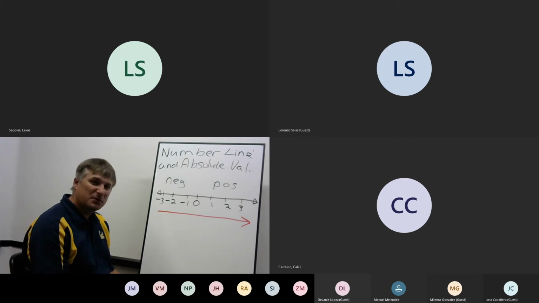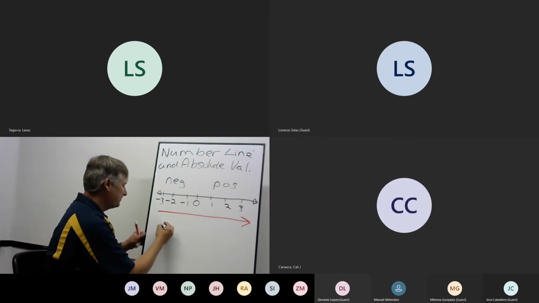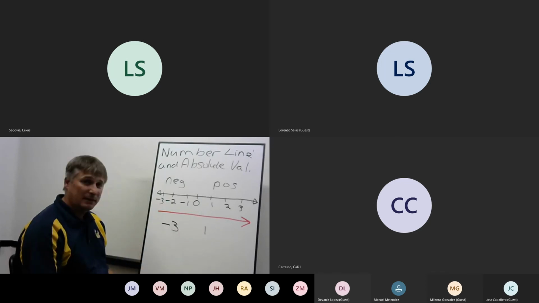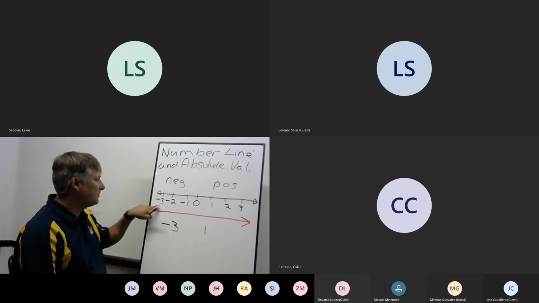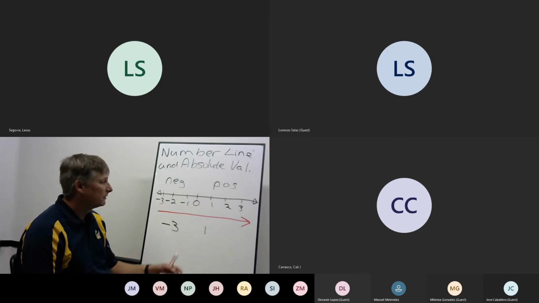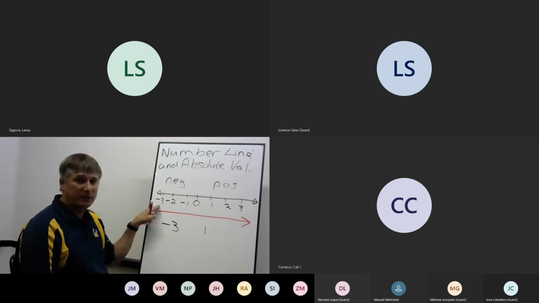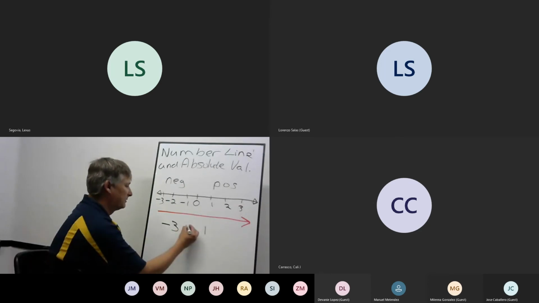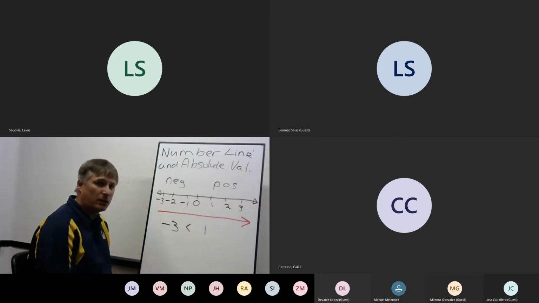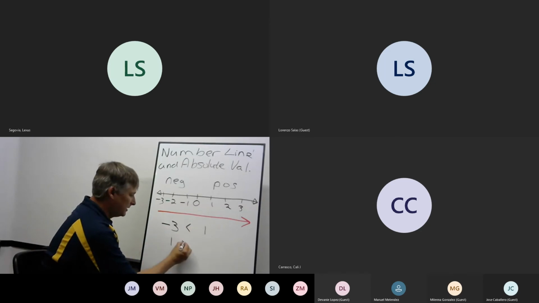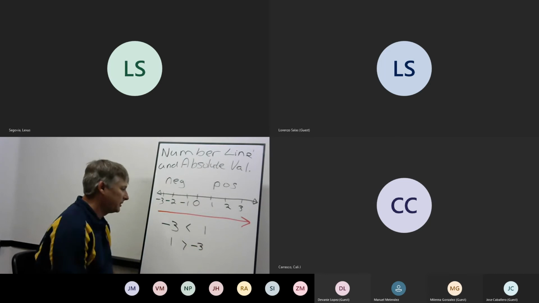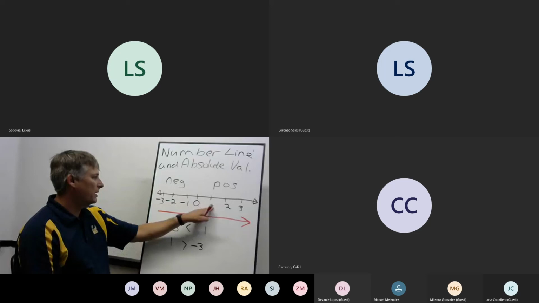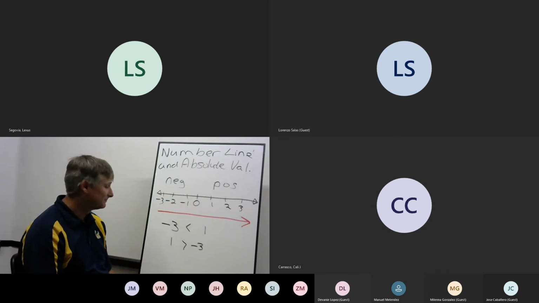Now, you can get some results that are kind of curious. For example, take -3 and 1. In this case, because -3 is to the left of 1, or 1 is to the right of -3, that means 1 is bigger. So -3 is less than 1, or we can say 1 is greater than -3. And the reason we're interested in 1 being bigger is because 1 is to the right of -3.